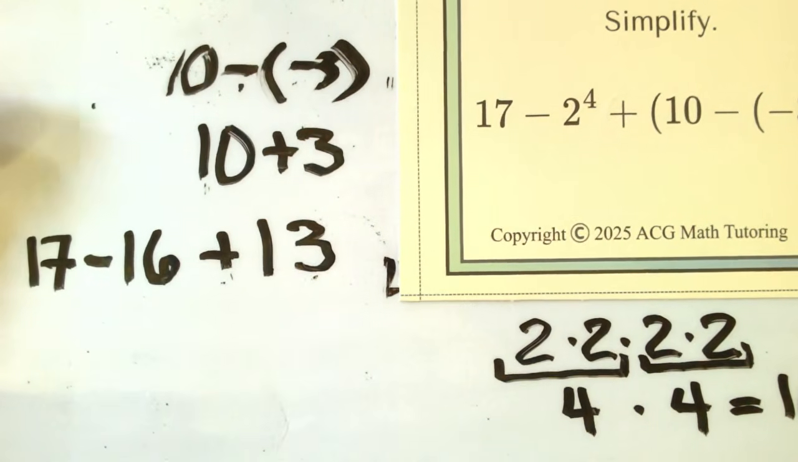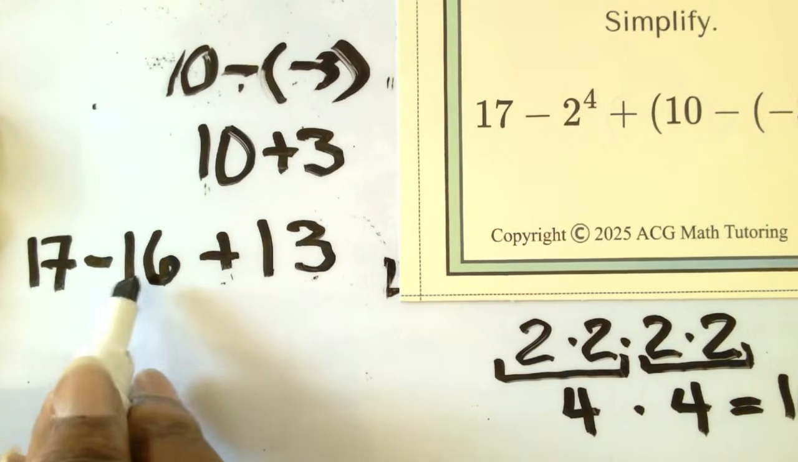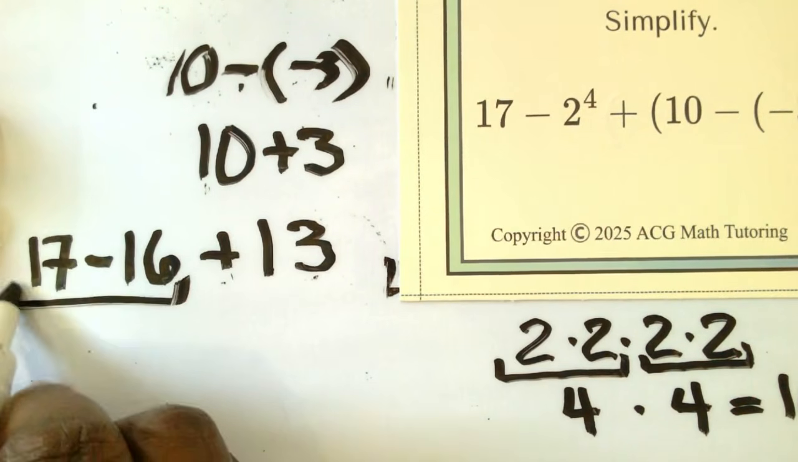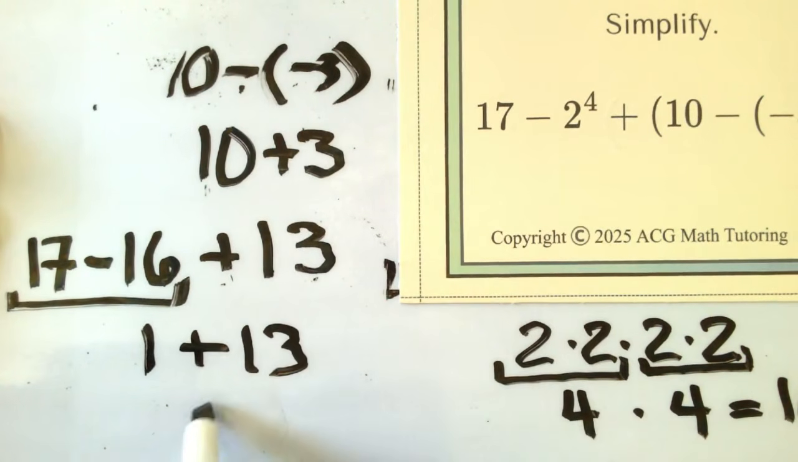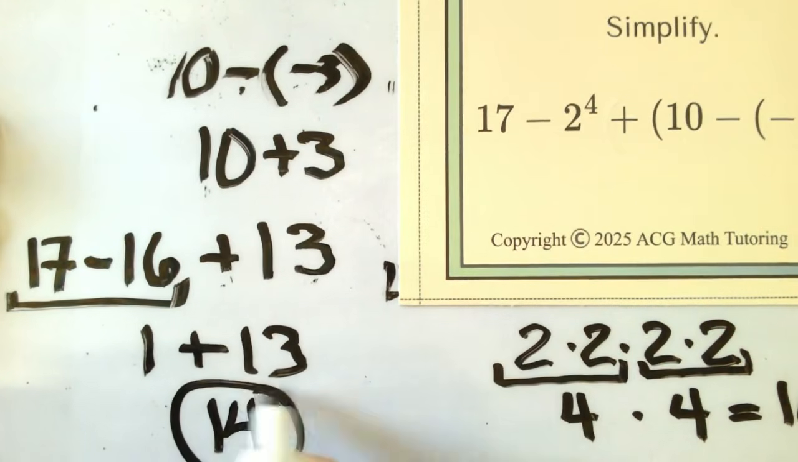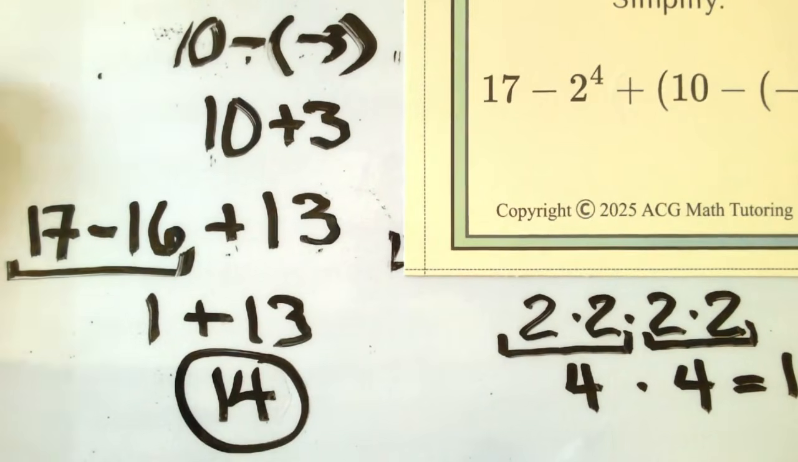Now we have 17 minus 6. That gives us 1. And plus that 13 gives us our answer of 14. Okay? Gives us our answer of 14.